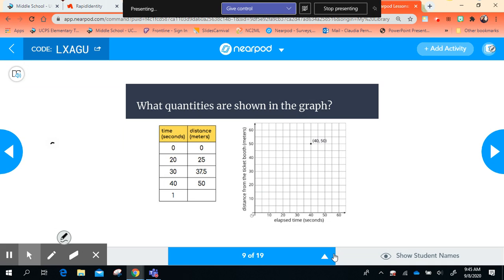What quantities are shown in the graph? So our table is going to help us read our graph as well. We talked about a graph having an X and having a Y. For those of you that can't remember, this line down here is X, and I need to fix this so that I can actually write on the line.